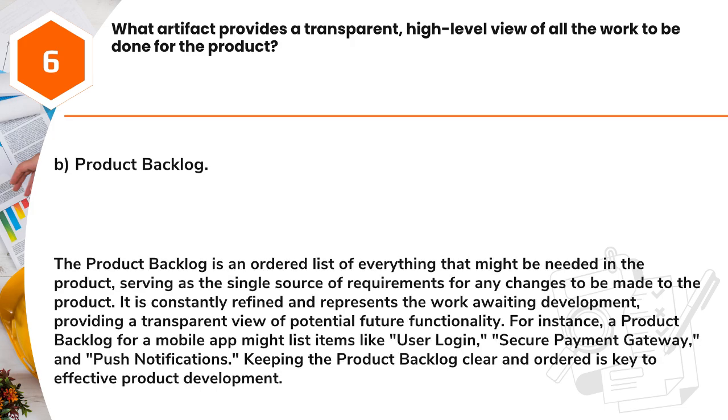Answer: B. Product backlog. The product backlog is an ordered list of everything that might be needed in the product, serving as the single source of requirements for any changes to be made to the product. It is constantly refined and represents the work awaiting development, providing a transparent view of potential future functionality. For instance, a product backlog for a mobile app might list items like user login, secure payment gateway, and push notifications. Keeping the product backlog clear and ordered is key to effective product development.